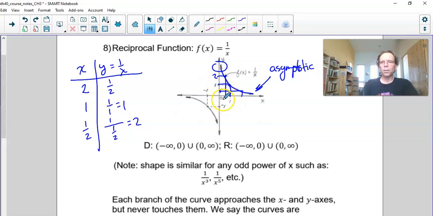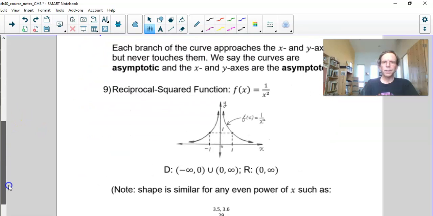The smaller the number you put in, the bigger the number you get. So if you put in like 1 over 100, what you're going to get is 100. Just like 1 over 2 gave you 2. You put in 1 over 100, you're going to get 100. The other branch is just, if you put in a negative, you get out a negative. And I think you can convince yourself it's going to have this shape.